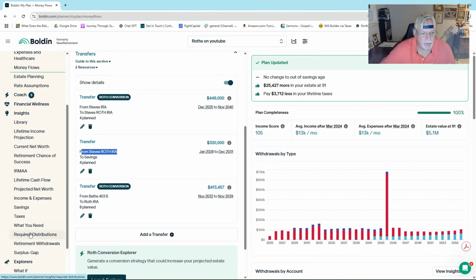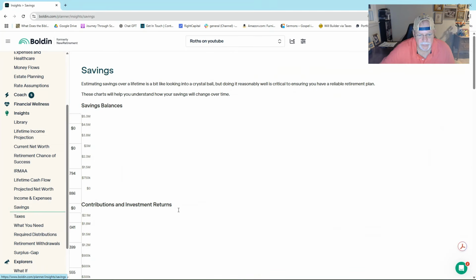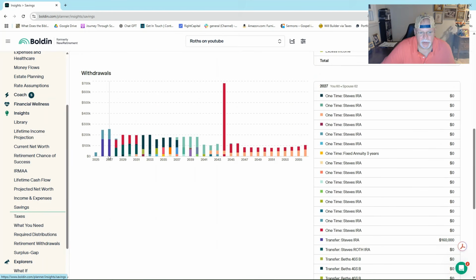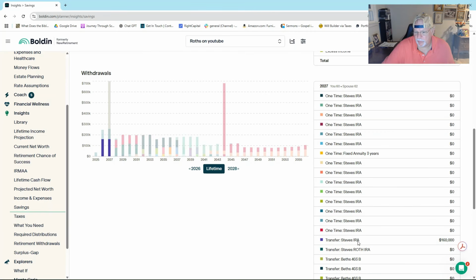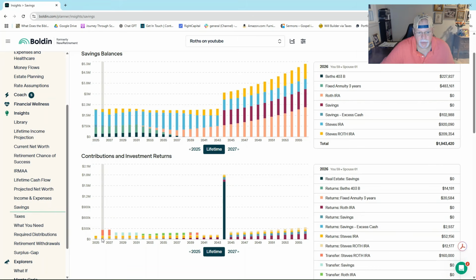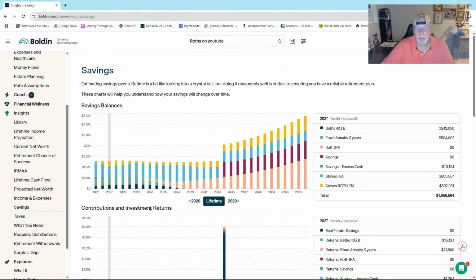Let's go back to savings. And there's one last thing I want to show you. It's kind of cool. Withdrawals. Oh, so there they are again. So mine are back. There's my 160,000 from Steve's IRA. I so prefer withdrawals and additions and stuff like that. There's the other one. See, this is contribution. So we should see this in here. And there we see it, right? The contributions here. Steve's Roth IRA, I'm contributing 160,000 in these 2 years. So that's great. That's all working. It seems to be working fine.